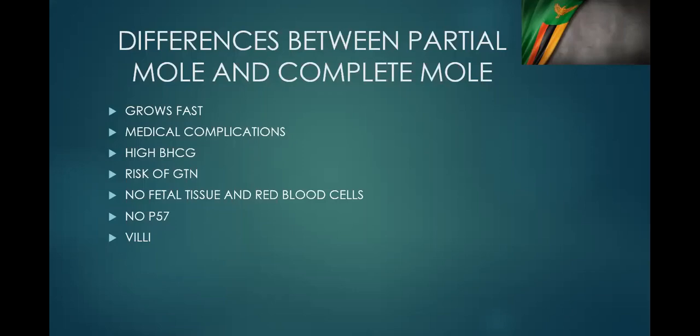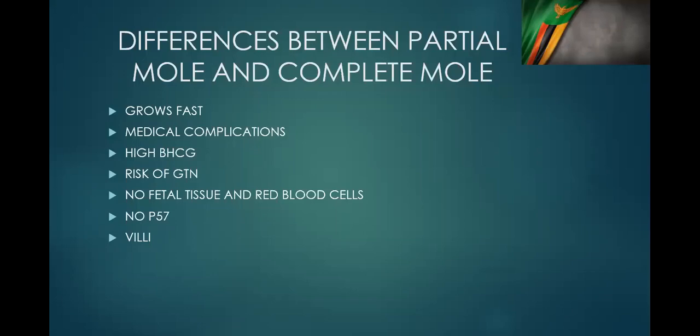They are edematous. So in a partial mole, there are some places where there are edematous villi and some places where there are no edematous villi. So you find both abnormal villi and normal villi. But when you look at a complete mole, all the villi are abnormal, all the villi are edematous. There's no other tissue there.